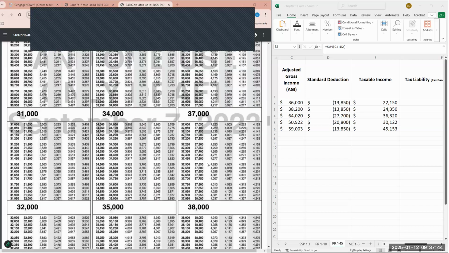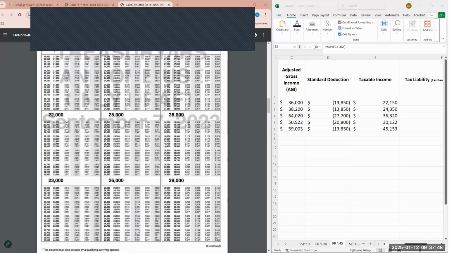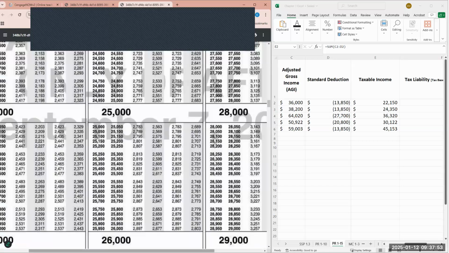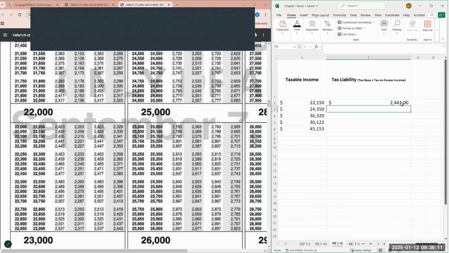So what we need to do, we have this chart here. We look at the information for Alan, and we know Alan is single. So Alan has income of $22,150. So now let's figure it out. We know that Alan is single, so he has at least 22,150, but less than 22,200. So therefore, based on this information, Alan's tax liability would be 2,441.